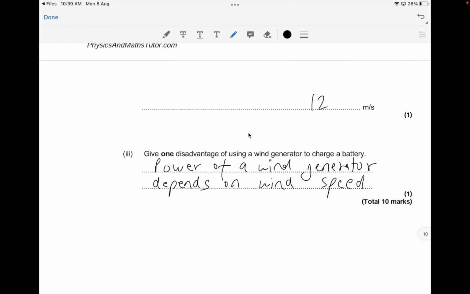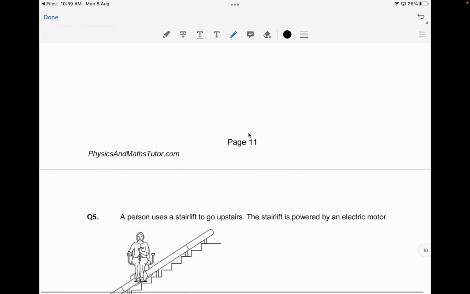You could also mention that wind may not always blow, and that it does not generate if the wind speed is too high. You can mention that wind is an unreliable source of energy, and you can mention some values as well if you like. Let's move on to the next question.